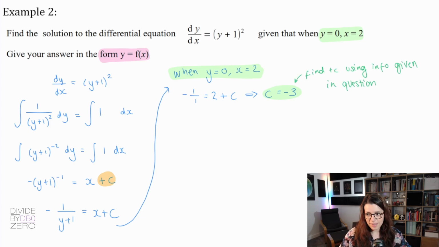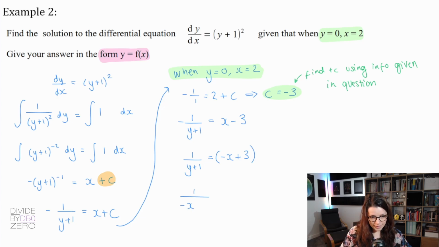From here, it's just a case of substituting that c value back into your equation and then rearranging for y. You could do this in a few ways, but I'd probably multiply by minus 1 on both sides, or divide by minus 1, so that we get minus x plus 3. I'd then swap those around. So it's 1 over minus x plus 3 equals y plus 1. And then y equals 1 over minus x plus 3 minus 1 for the final answer, y equals f of x.